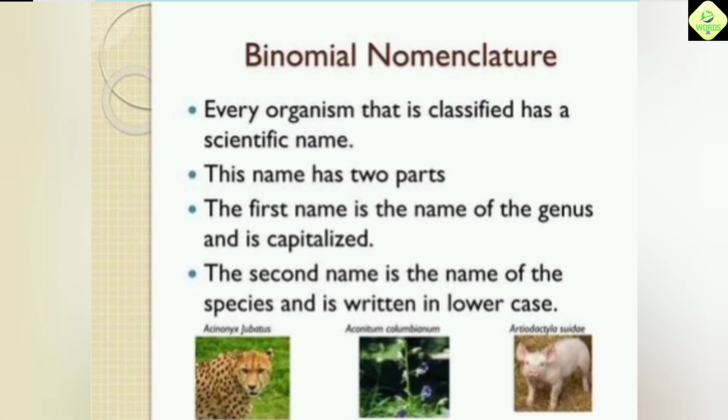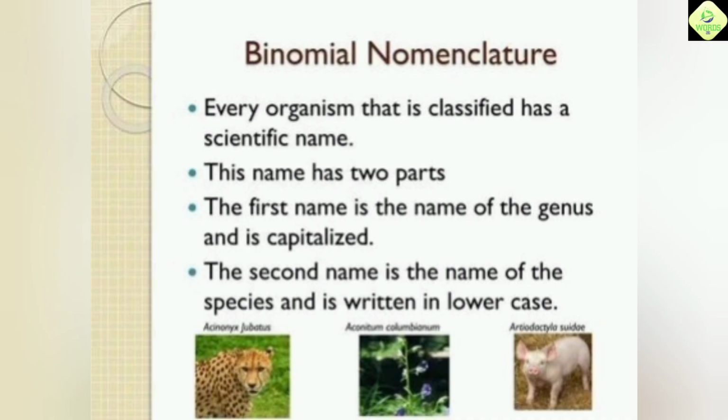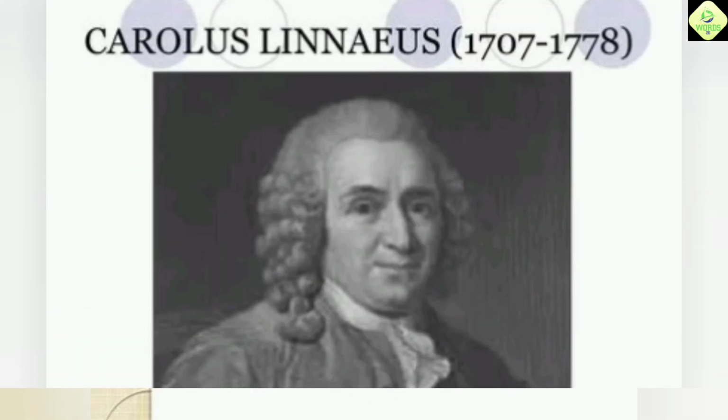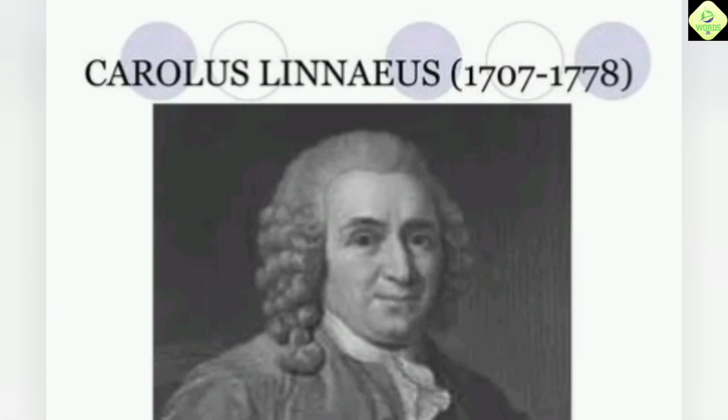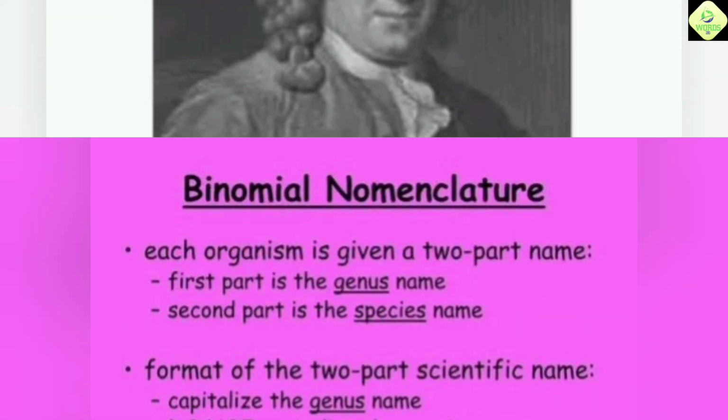History of Binomial Nomenclature. Binomial Nomenclature was first used or made popular by Swedish botanical taxonomist Carl Linnaeus in the year 1700. He published scientific names of almost 6,000 or more plants and 4,000 or more animals.